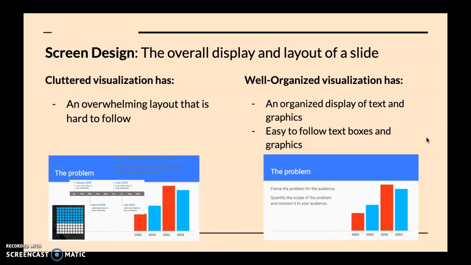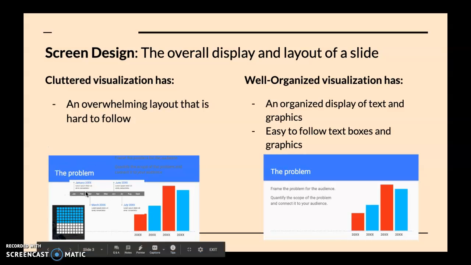When we talk about the screen design, that's just the overall layout of your slide or media. Again, on my left side, what it looks like to be cluttered means there's an overwhelming amount of things that you've used, making it hard for viewers to look at. Here we do have a title, but there are so many things happening, it's hard to really follow along. And this one is a little more organized where you can see the title, some text, and then a graphic. Overall, this is more visually appealing and easier to follow along if you are looking at it.